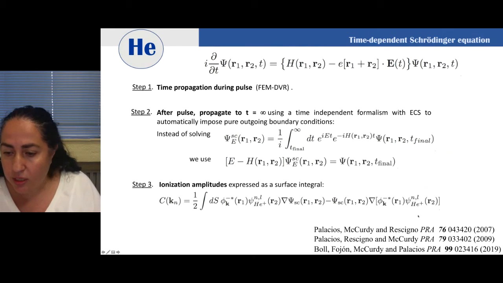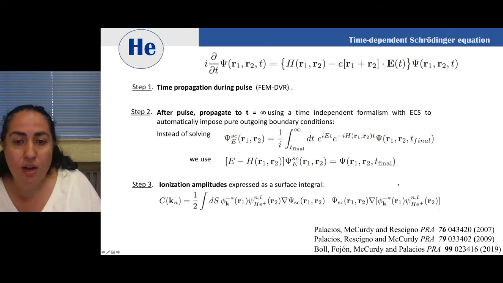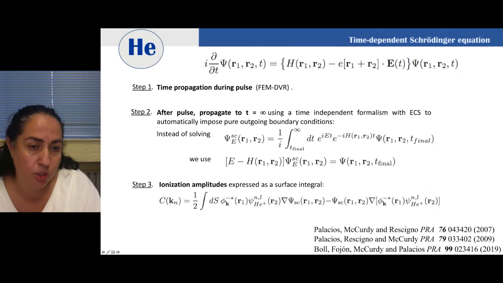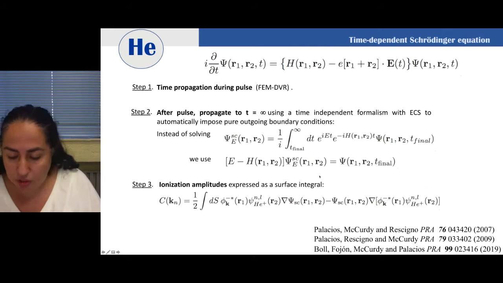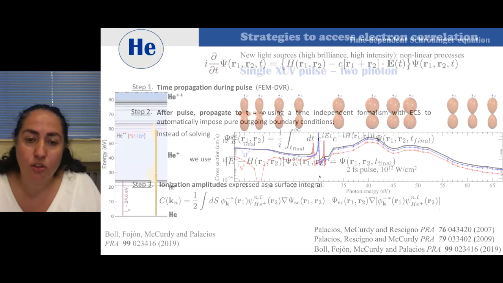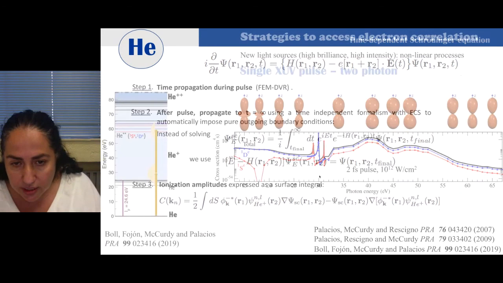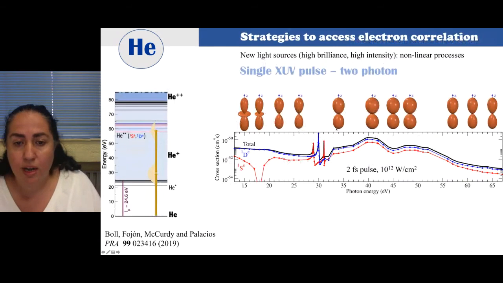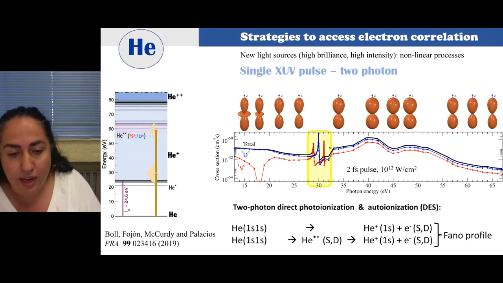This methodology was developed several years ago, and now in the last work, we have extended it in order to include the possibility of extracting angular distributions for the single ionization channel. So let me go back to the results, and let's focus first on this region where we have the sharper structures. And as you may recognize, these are the typical asymmetric profiles associated to a Fano profile.